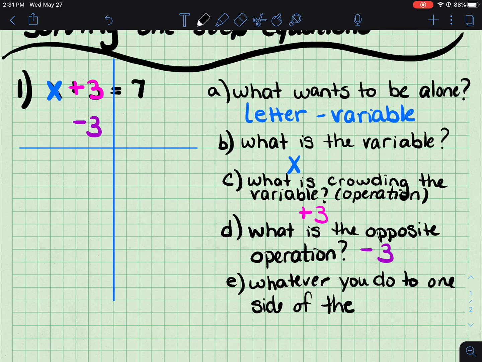And I hope you're writing this all down, because if I think it's important enough to write down, you should be writing it down in your notebook. Whatever you do to one side of the equation, you must do to the other. If you don't, you've now created an imbalanced equation and your answer is going to be incorrect. You've broken the rules of algebra. Algebra is really a game, and you just have to learn all the rules and follow them.